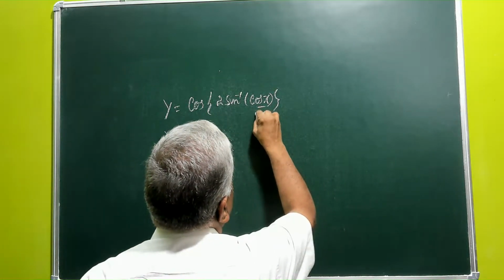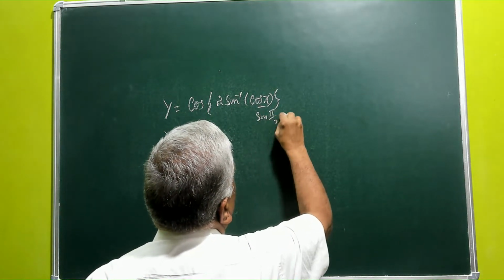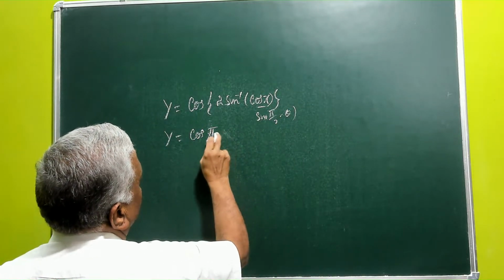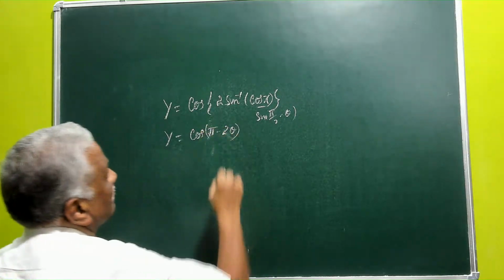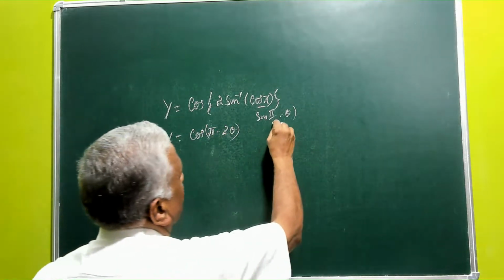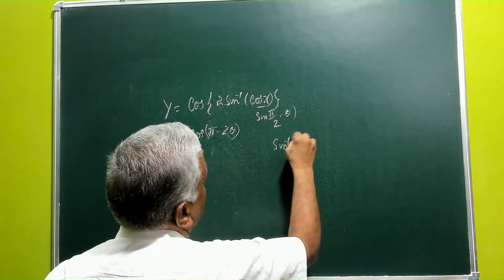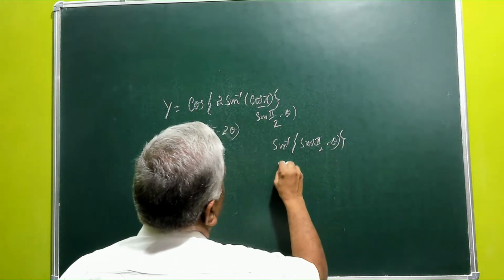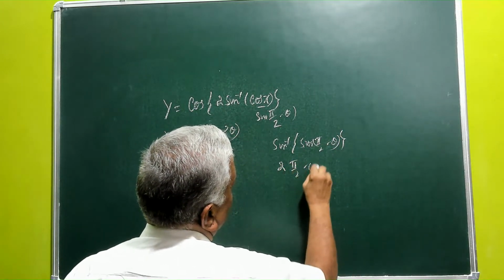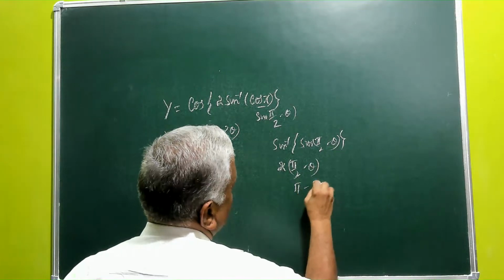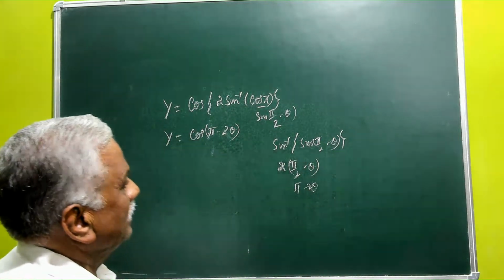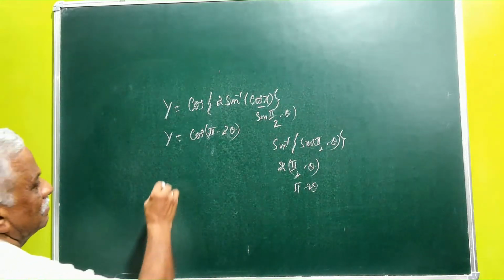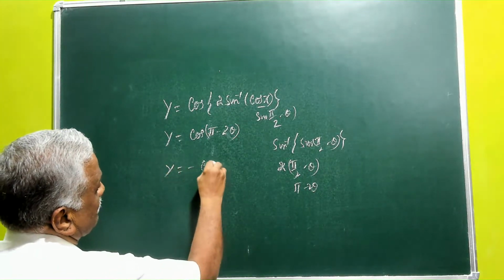You are writing cos x as sin of pi by 2 minus theta. Therefore, this is 2 times sin inverse of sin of pi by 2 minus theta. That is 2 into pi by 2 minus theta, that is pi minus 2 theta. So what is cos of pi minus 2 theta? Cos of 180 minus theta is minus cos theta only, minus cos theta.